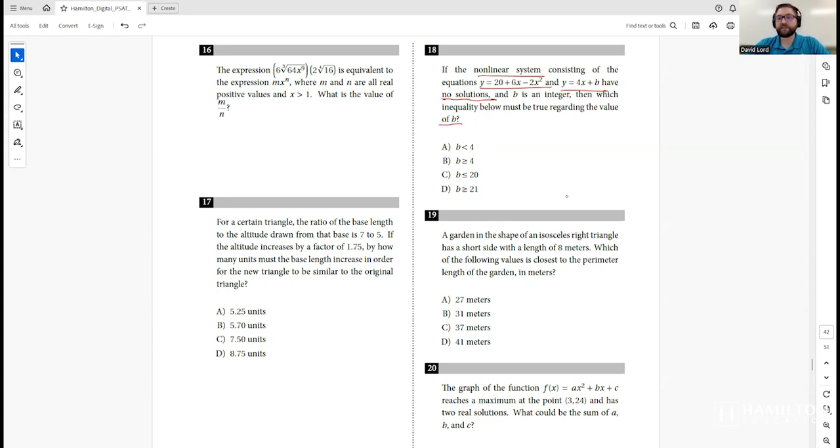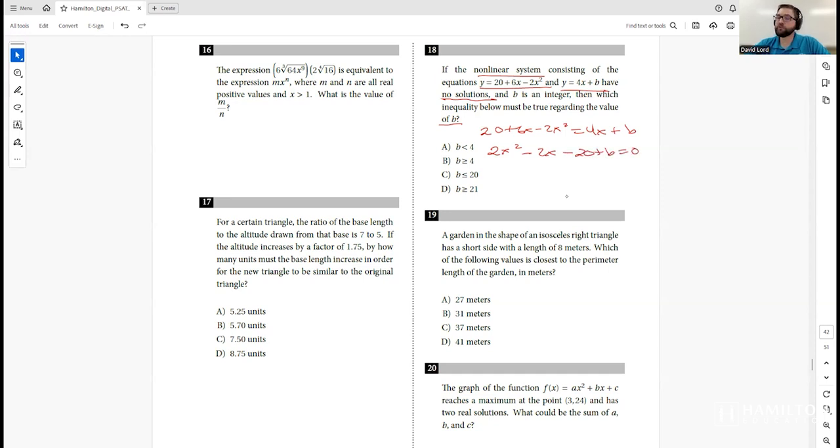So the first thing I'm going to do is set these equal to each other. So 20 plus 6x minus 2x squared is equal to 4x plus b. Okay, that's pretty good. So now we'll set the equation equal to 0. I'd like to have the quadratic term be positive. So I'm going to move everything to the right-hand side. 2x squared minus 2x, and then minus 20 plus b is equal to 0.